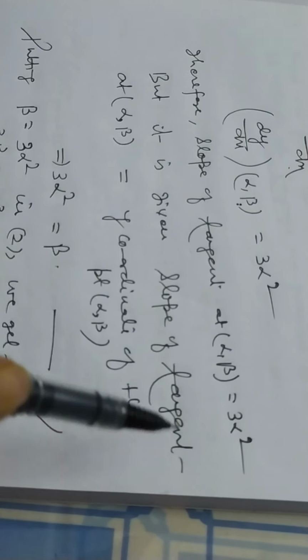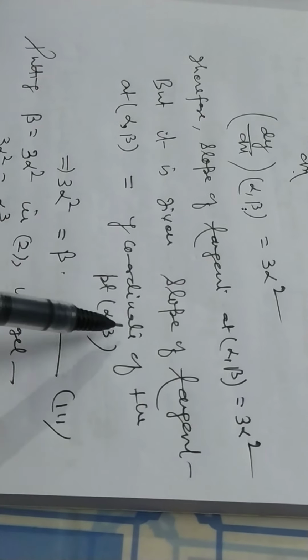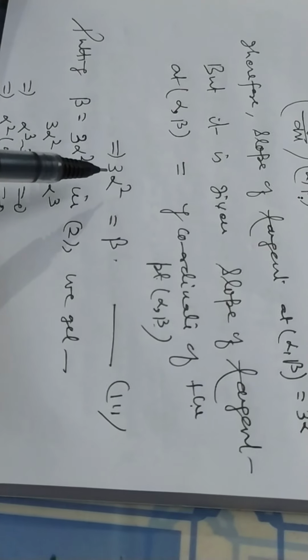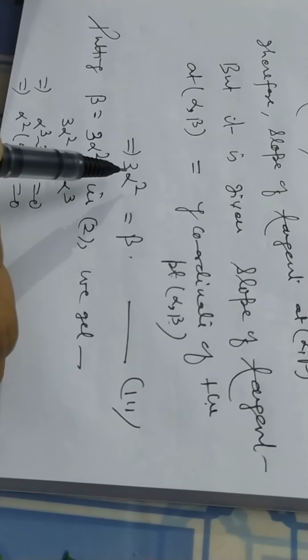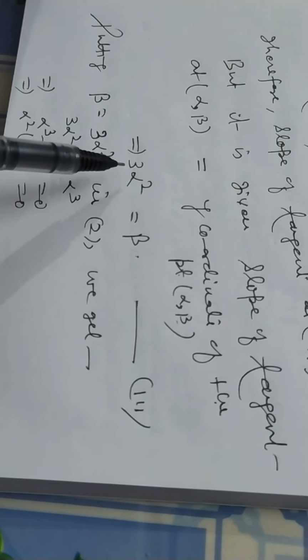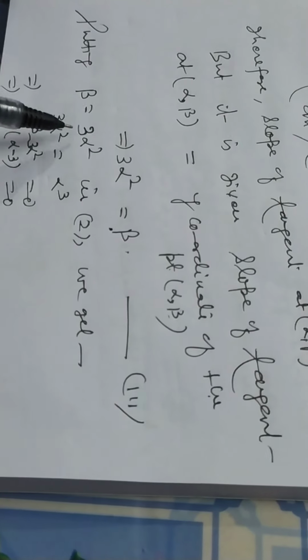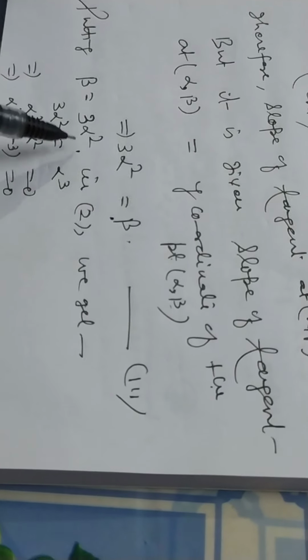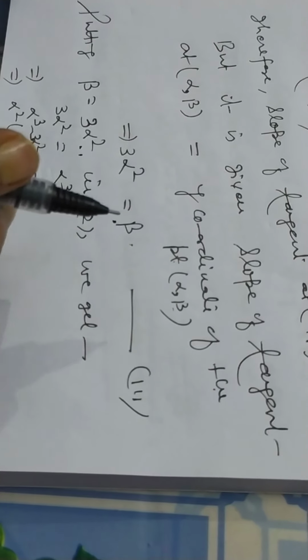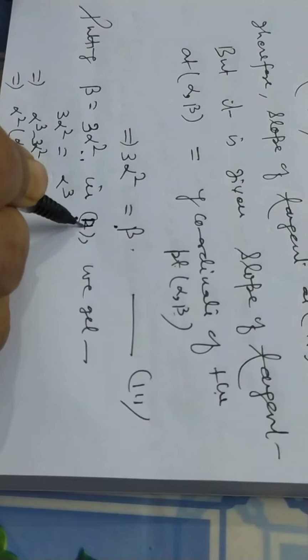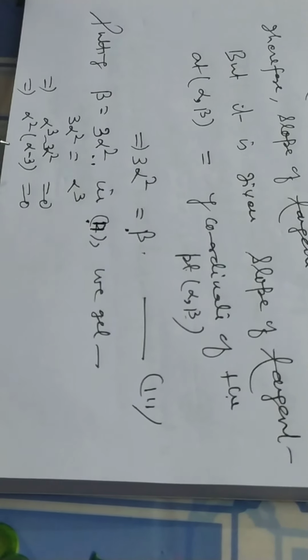But it is given that the slope of tangent at alpha beta is equal to the y coordinate of the point alpha beta. So now we have 3 alpha square is equal to beta. This is the value of the y coordinate of the point alpha beta. So now beta is equal to 3 alpha square. Putting beta is equal to 3 alpha square in equation 2, we get 3 alpha square is equal to alpha cube.